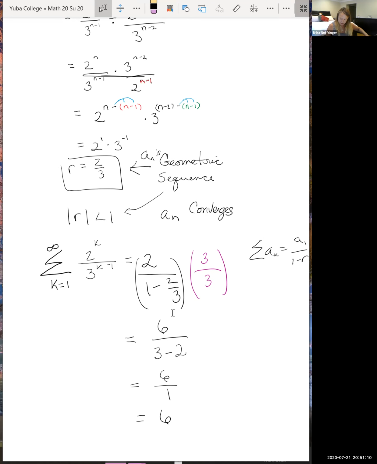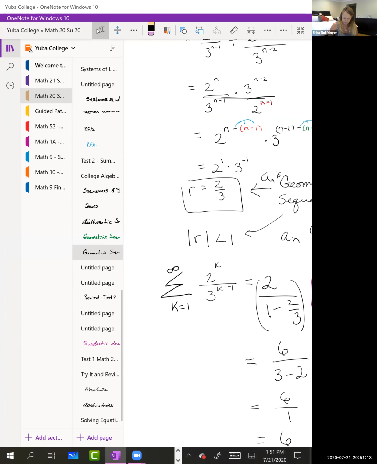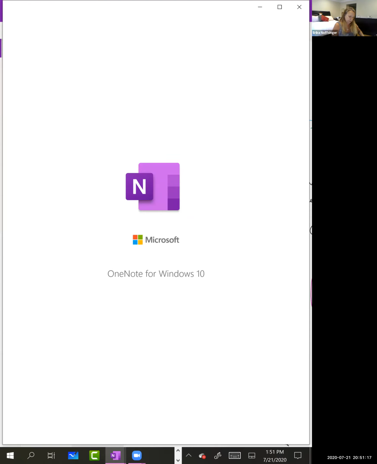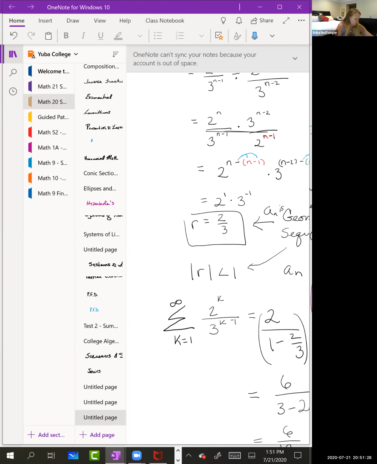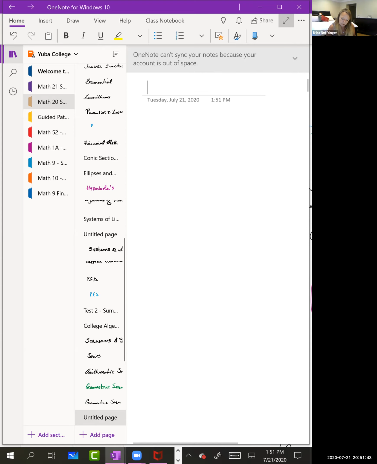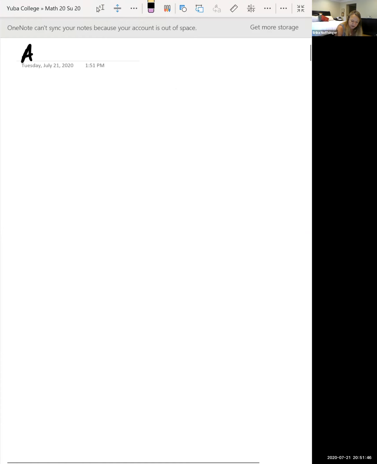And I want a new page. So I flagged some problems. So applications of sequences in series.